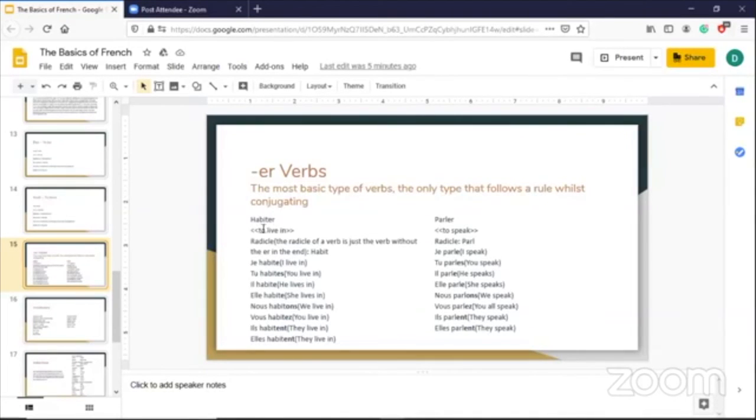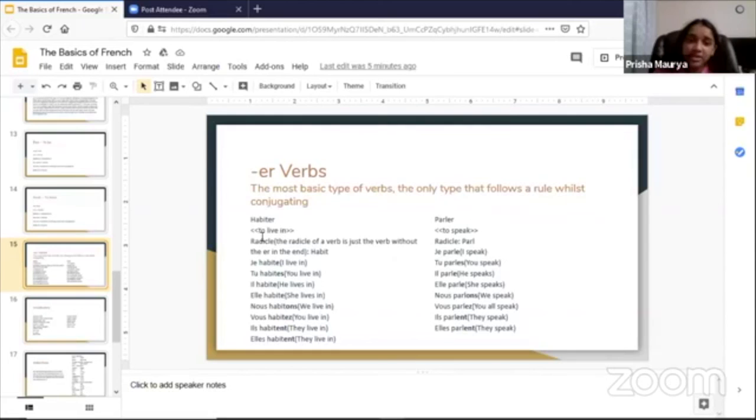So habiter means to live in. Its radical is like the word without the ER at the end, which means habit. And this is j'habite, with the E at the end. Il and elle have the E at the end, nous has the ONS at the end, vous has the EZ at the end, and ils and elles have the ENT at the end.